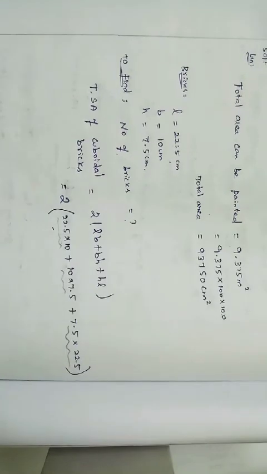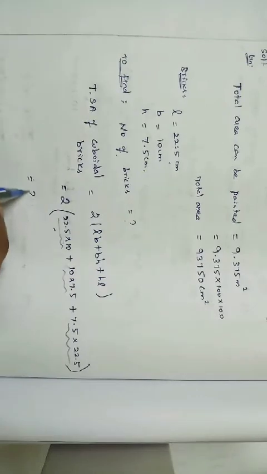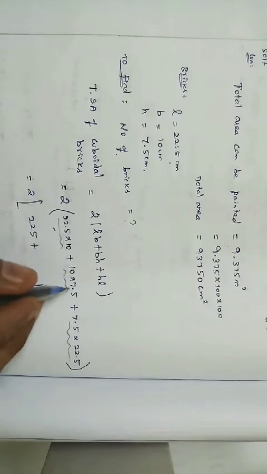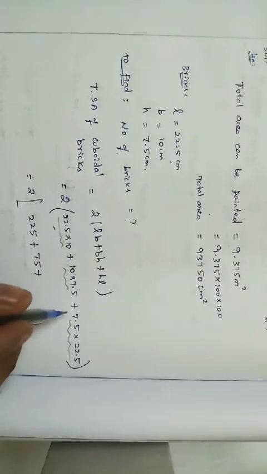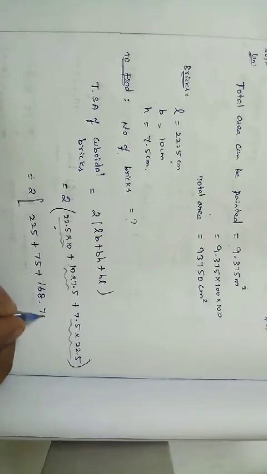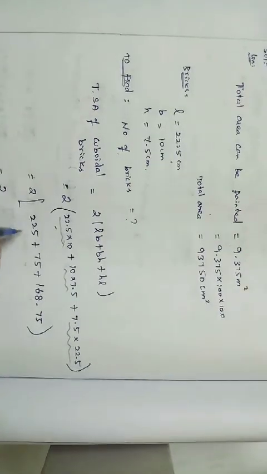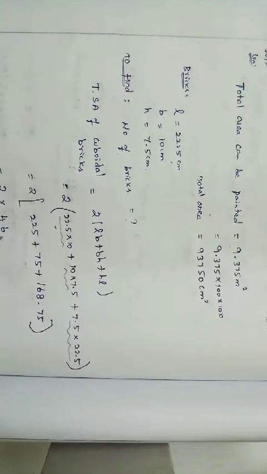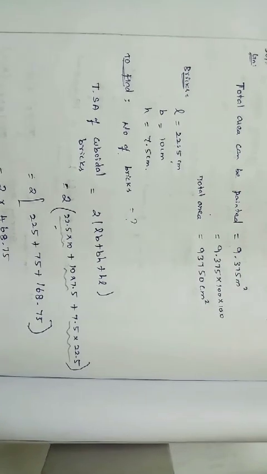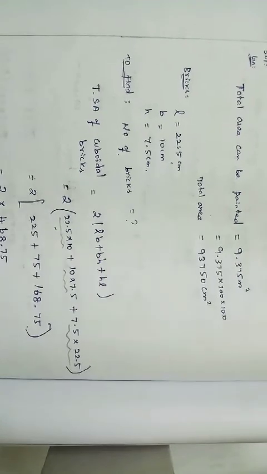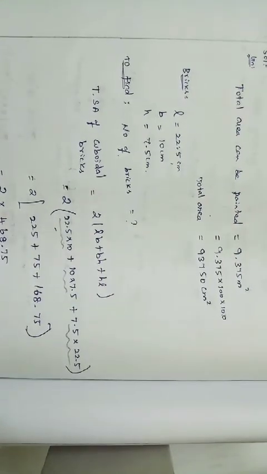After that we want to add all the 3 terms, right? So 2 into 22.5 into 10 is 225, plus 10 into 7.5 is 75, plus 7.5 into 22.5 is equal to 168.75. Now we can multiply all the 3 terms. It is equal to 2 into 468.75. Just multiply these two. 2 into 468.75 is equal to 937.5 centimeters square.